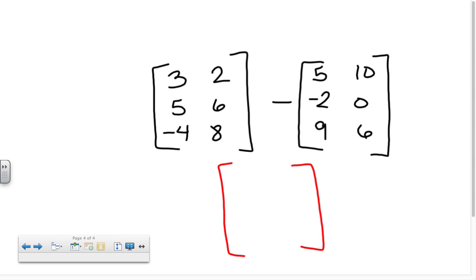So we're going to go 3 minus 5 is a -2. So I did this one and that one. Okay, keep them in the same place. 2 minus 10, -8. Okay, and the order does not matter. I could go down and then across, just as long as I make sure they get in the right spot. 5 minus -2 is a +7. 6 minus 0 is still 6. -4 minus 9 is a -13. And 8 minus 6 is 2.